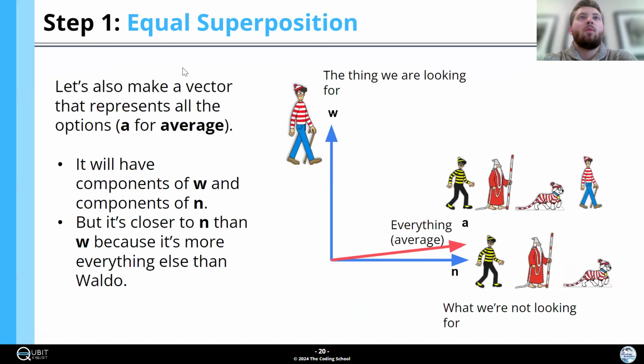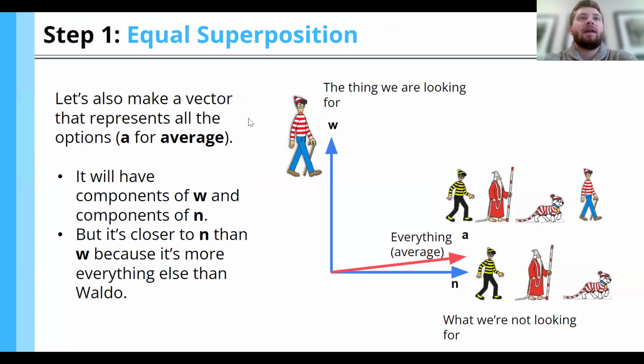Okay, so what do we want to do? First, we're going to take a vector that represents the average of all the states. As we can see here, even though it has components of W and N, it is closer to N because right now, if we just took a random measurement, we would be 3 times as likely to measure N as we would measure W. So it is much closer to N than W.